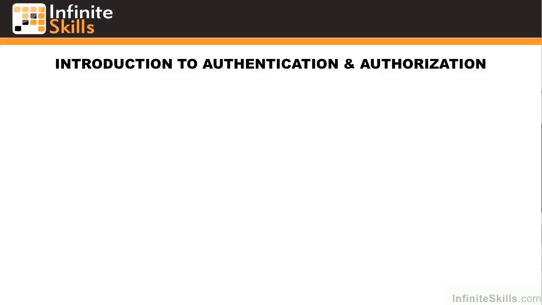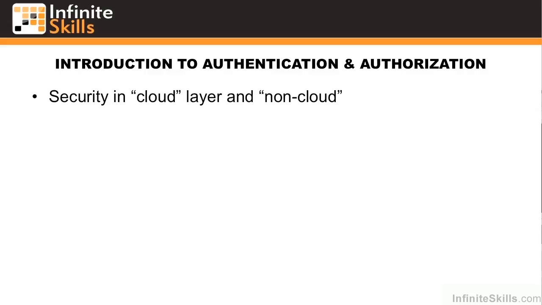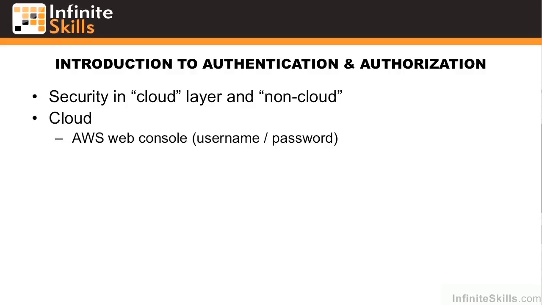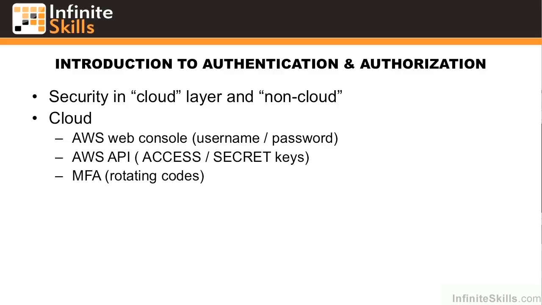In this lesson, we're going to take a high-level overview of the things you need to consider around authentication and authorization inside of AWS. First thing to realize is that you're now dealing with cloud layer security and non-cloud layer security. The cloud layer security involves access to the AWS web console, which is going to have a username and password, individual API calls, which are going to require access and secret keys, and you can control access to any of these with MFA or multi-factor authentication, which we'll talk about in a bit.